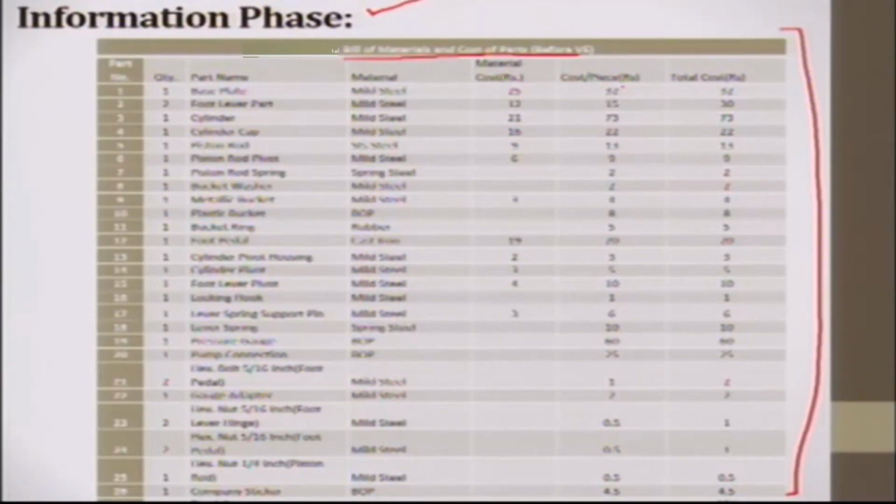Actually, the total cost of the base plate is rupees 32, of which rupees 25 is the material cost, and the rest, rupees 7, is the operation cost that is being carried out to manufacture this base plate. And in this case, foot lever, the cost of material is rupees 12, cost per piece comes to rupees 15, that is rupees 3 is the operation cost, that is 32 minus 25 or 15 minus 12. These are the operation cost.